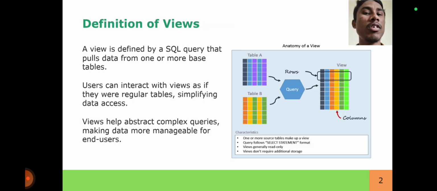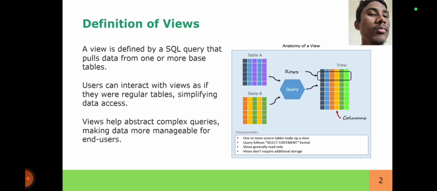The main definition of a view is that a view is defined by a SQL query that pulls data from one or more tables. Users can interact with views as if they were regular tables, simplifying data access. Views help abstract complex queries, making data more manageable for end users.